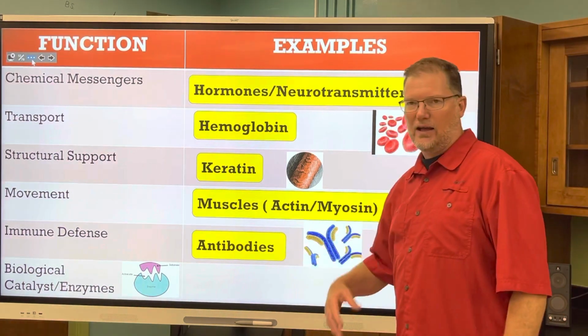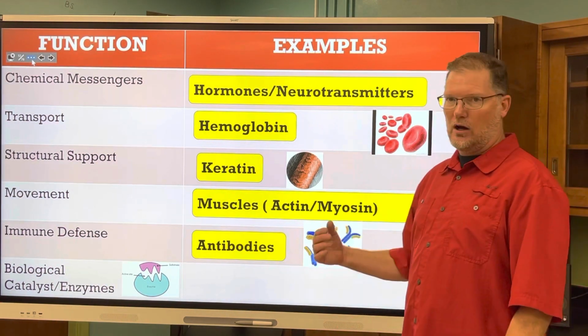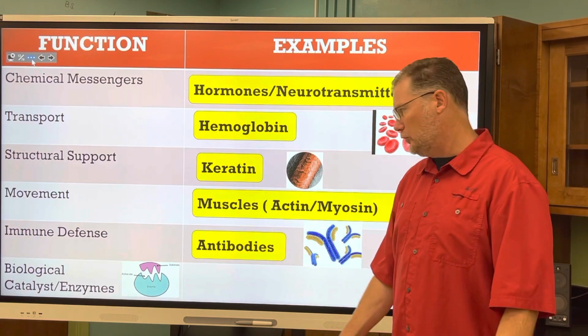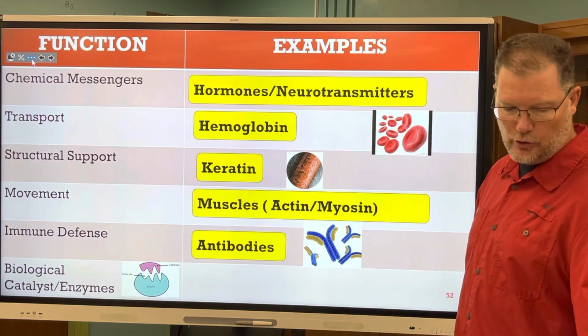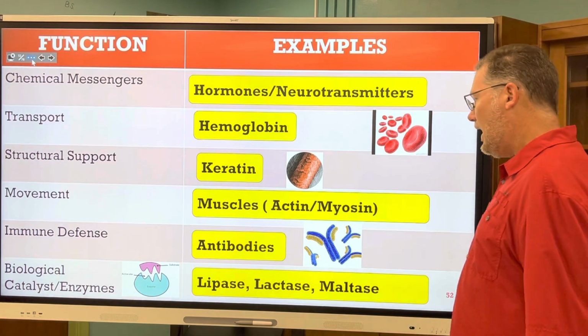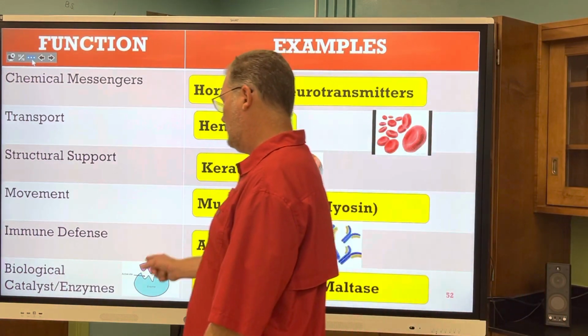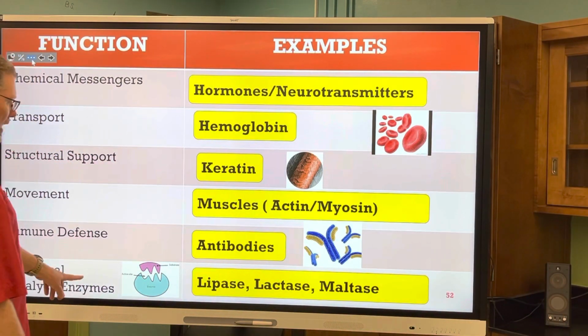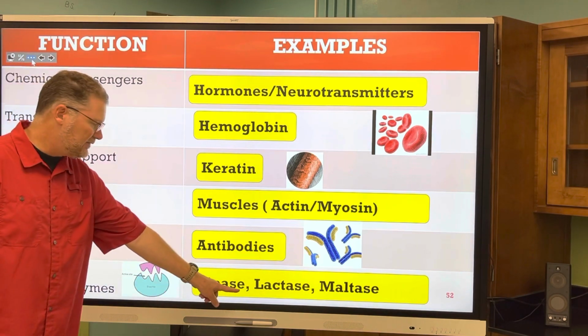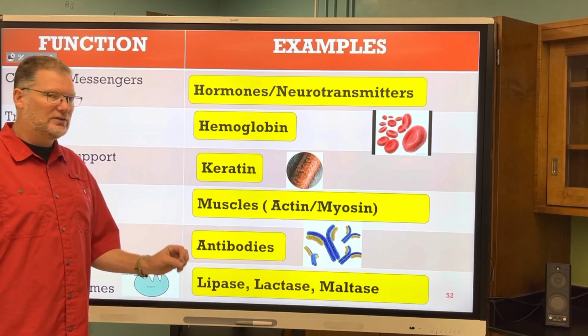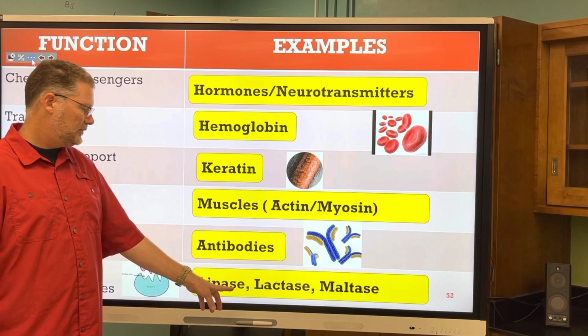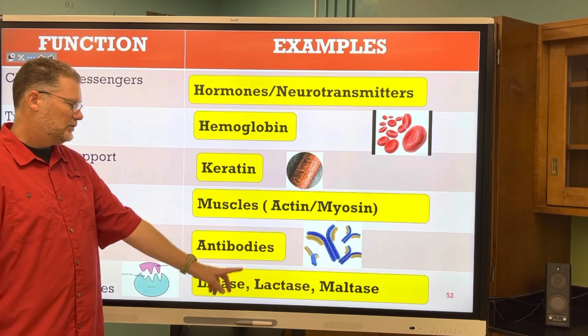Antibodies that attack viruses and other foreign bodies inside of you are proteins. And then you have enzymes. Enzymes are proteins as well. Anything with ASE at the end is an enzyme. Lipase, lactase, maltase.